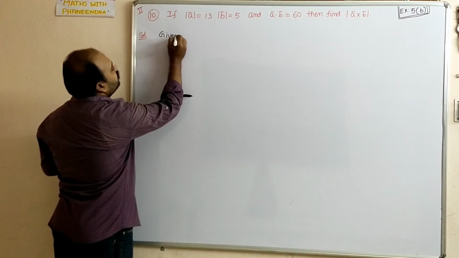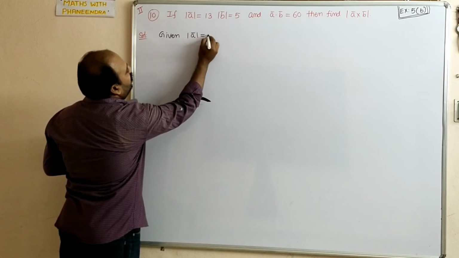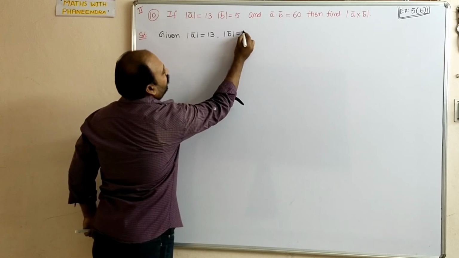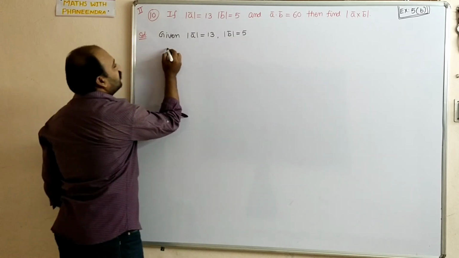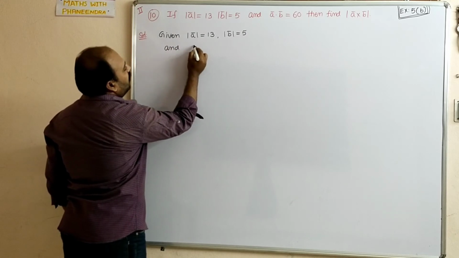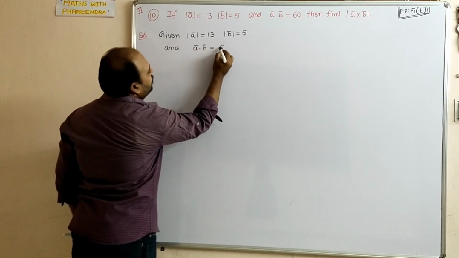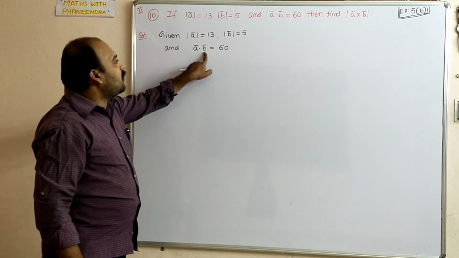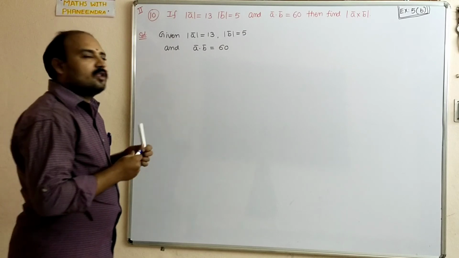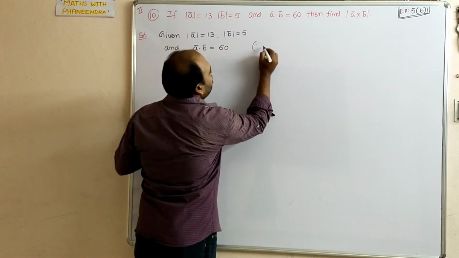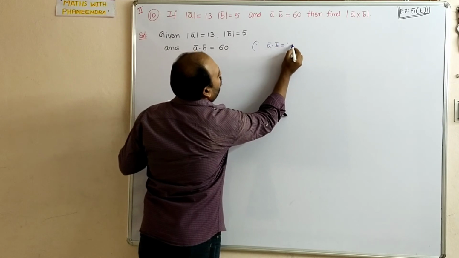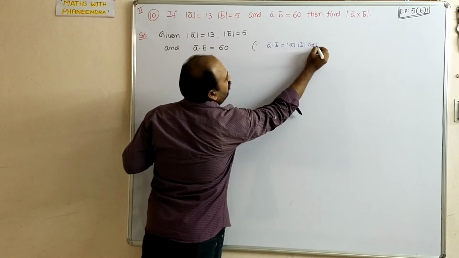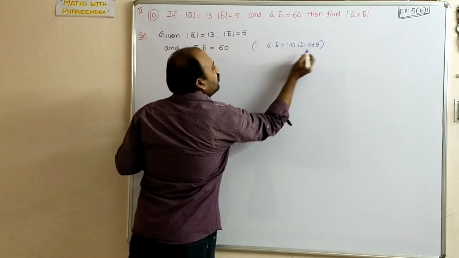Given mod a bar equal to 13, mod b bar equal to 5 and a bar dot b bar equal to 60. This is the information given. What is the formula for a bar dot b bar? In the earlier classes we discussed that a bar dot b bar equals mod a bar into mod b bar into cos of the angle between them. So cos theta, where theta is the angle between these two vectors.